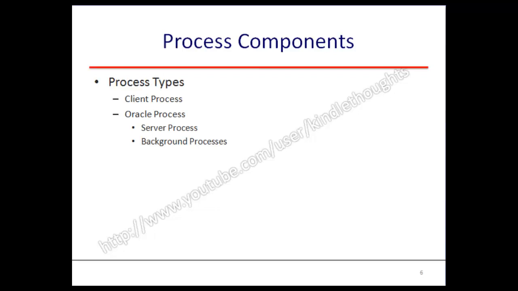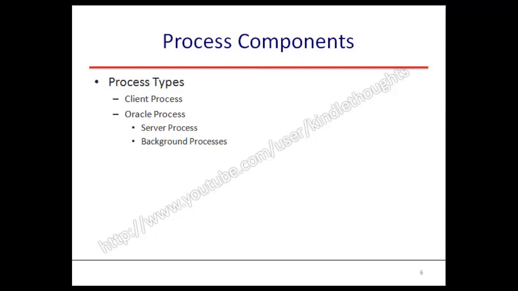When we talk about process components, there are two types of processes. Now before going on to process, just for our understanding and for the sake of simplicity, a process is a set of steps that are executed. In layman terms, for us to understand, let us assume that a process is a program. It's a piece of code that executes.